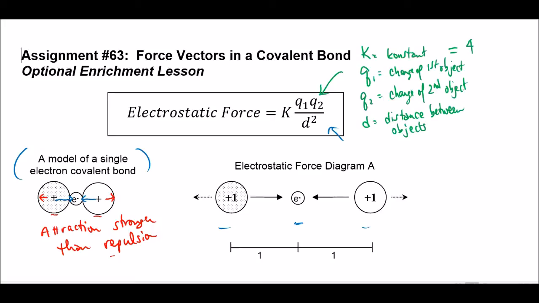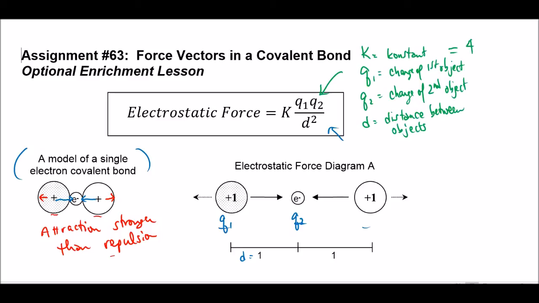Let's take a look at this and say this is Q1, and this electron will be Q2. What is the force of attraction between them? Well, that depends on the distance. Here we have a distance of 1 angstrom. We'll just call it 1 distance unit. Let's calculate the force of attraction.